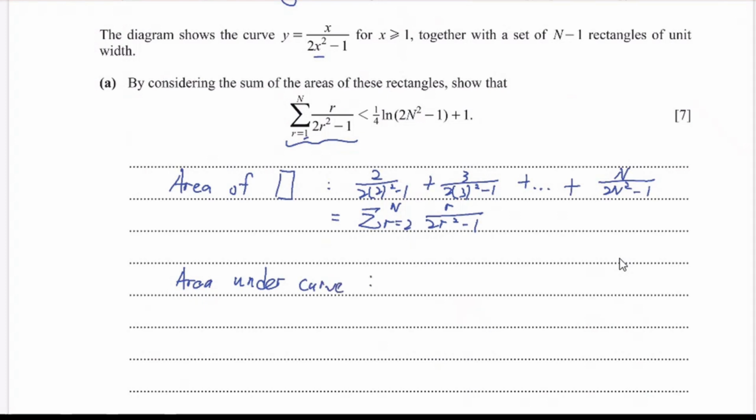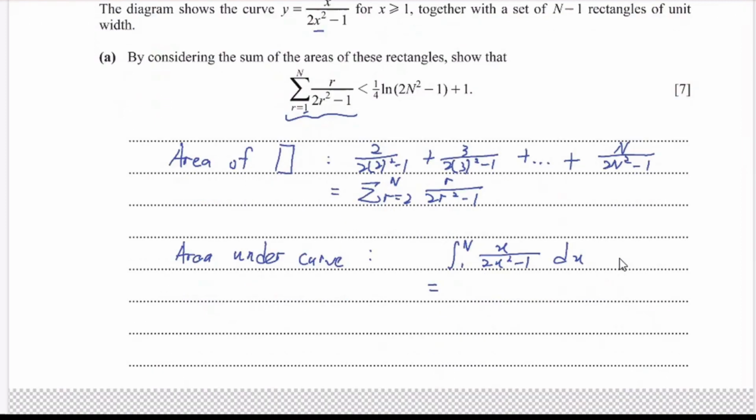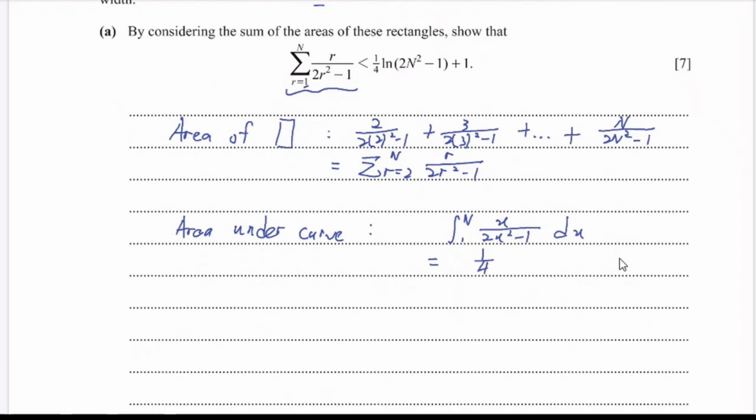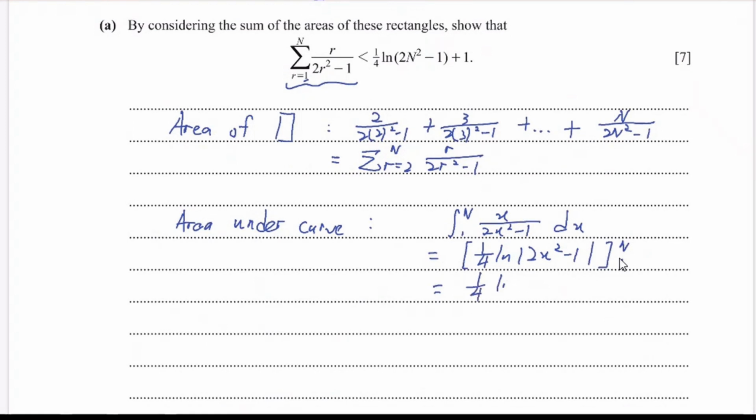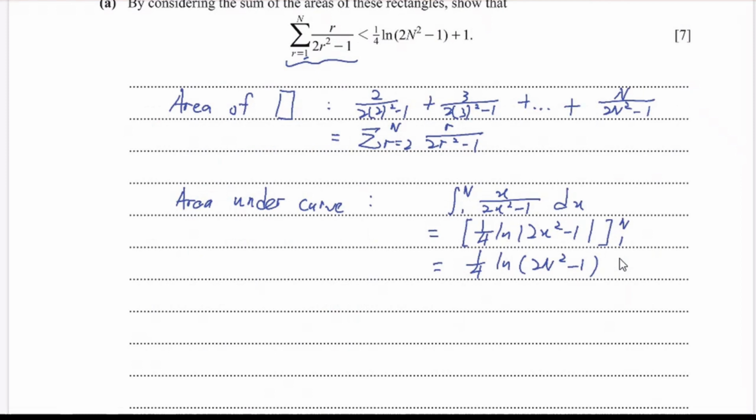Okay, so the area under the curve that we have here is to integrate from 1 to n of x over 2x squared minus 1 dx, in which we are getting 1 over 4 ln of the 2x squared minus 1. And we can actually sub in the n and the 1 there, which will get 1 over 4 ln of the 2n squared minus 1. When we sub in x equals 1, it gives us ln 1, which is 0.